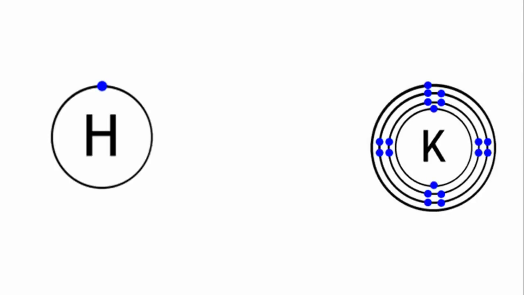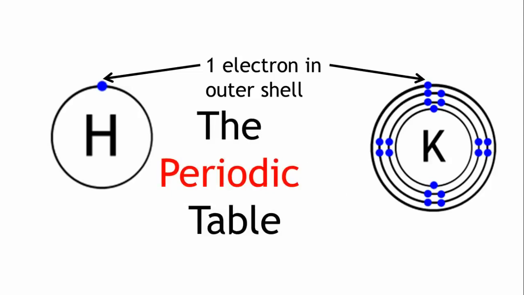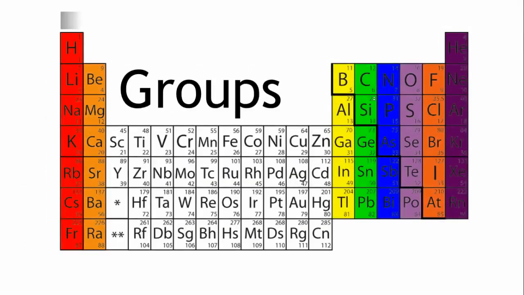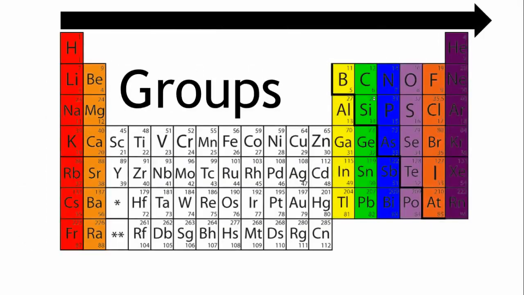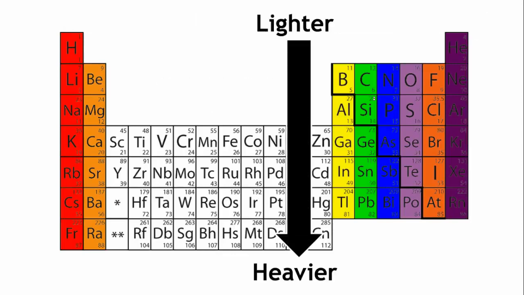As you move from the light elements to the heavy elements, you keep periodically coming across the same properties, which is why it's called the periodic table. The recurring properties are organized so that you can easily see similarities between elements. The periodic table is arranged in periods and groups, going from the light elements at the top to the heavy elements at the bottom.